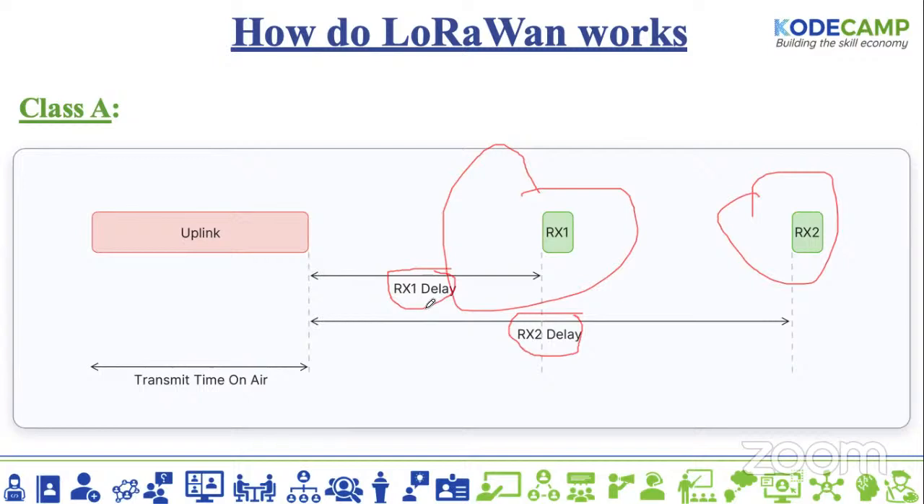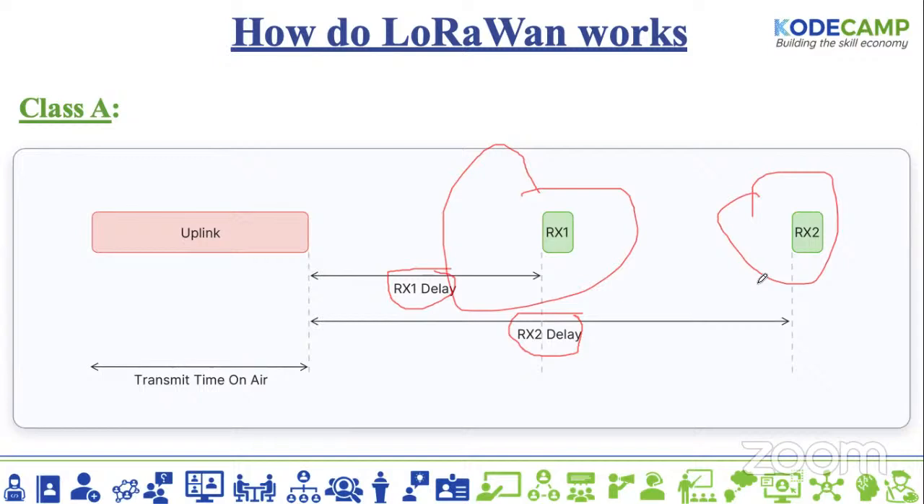So we want to open that port for two short receiving windows. Respectively, you can see that the delay from the uplink to receiver one is different from the delay between the uplink and receiver two. Okay, these delays are different. Now if the network server does not respond during these two receive windows, the next downlink will be after the next uplink transmission.